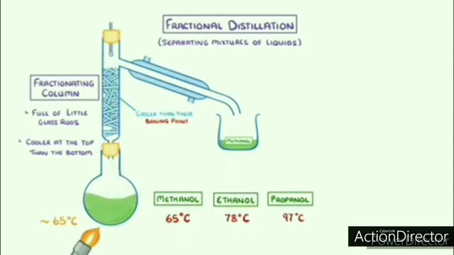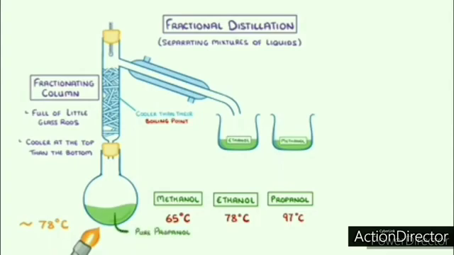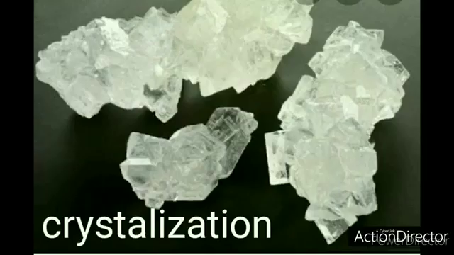After some time, when we raise the temperature to 78 degrees Celsius, we can see that the ethanol starts evaporating, and by the same process ethanol can be extracted separately in a separate beaker. So here we get pure propanol in the round bottom flask, so we need not separate it. If you want, we can again apply heat of 97 degrees Celsius for confirmation, and that will also convert it into gas.